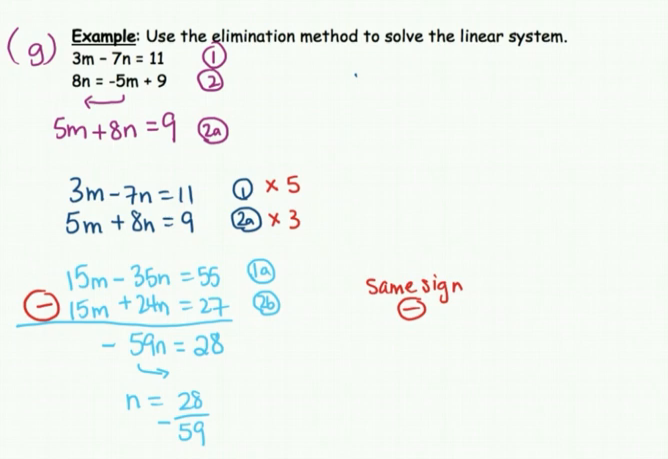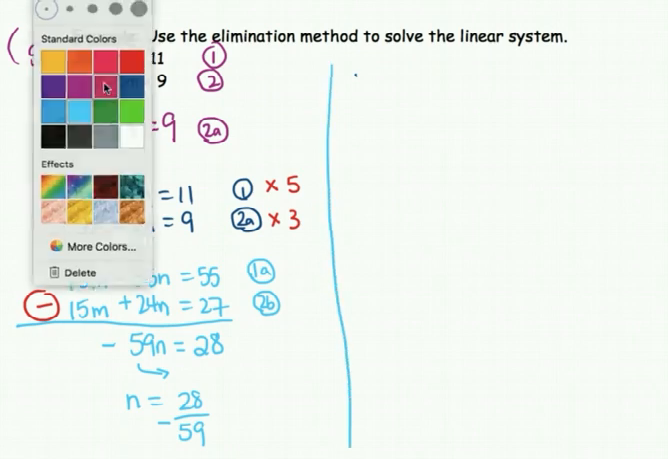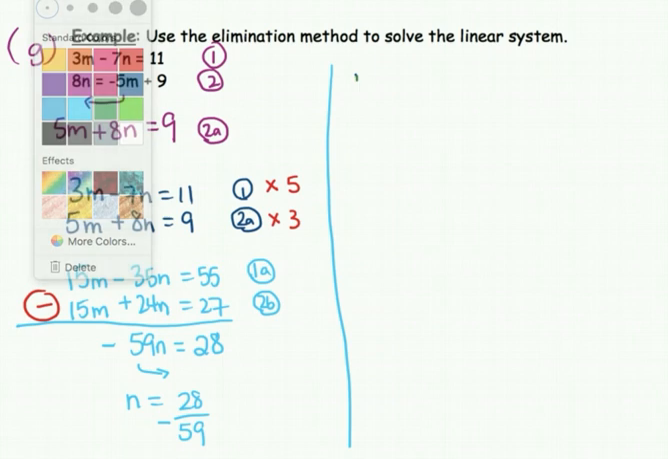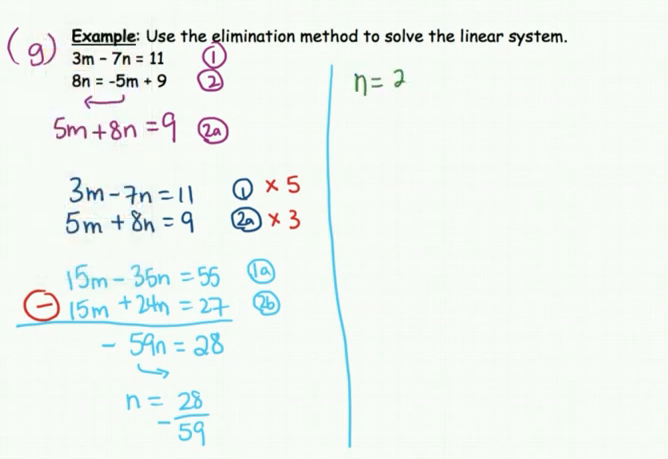So I'm just going to erase this same sign rule out here. Okay, so let's change to green here. Okay, so we have n is equal to 28 over 59. Okay, and again, some of you are like, where can I write that negative sign? You can write it right in the middle if you want.